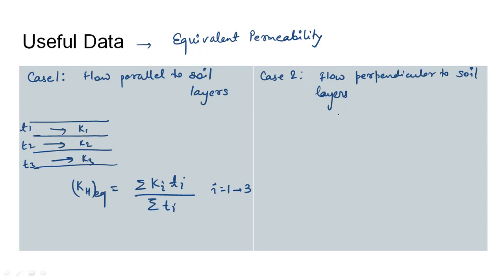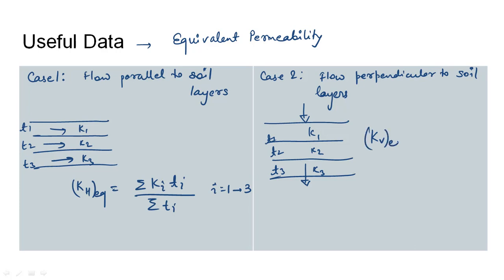In the second case, when flow is perpendicular to the soil layers, let us assume a similar case with 3 soil layers K1, K2, K3 of thicknesses T1, T2 and T3. Here the flow is happening in a vertical direction and perpendicular to the soil layers. So the equivalent permeability in the vertical direction would be equal to summation of the thicknesses divided by summation of the ratios of thicknesses to the individual permeabilities. So this formula can be extended up to n number of layers, but in this case it is 1 to 3 since there are 3 layers.